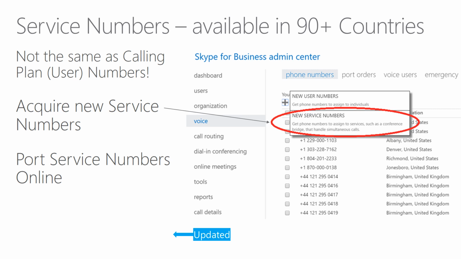If you want to configure a Microsoft hosted phone number, you must have a service number. These are not the same as the calling plan user numbers. You can acquire new service numbers under the voice phone numbers tab and press the plus button, or you can just port service numbers to online.